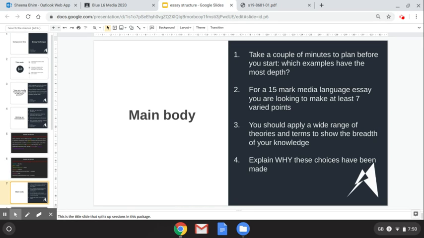You should apply a wide range of theories and terms to show the breadth of your knowledge. So a range of semiotic language, a range of Stuart Hall's terms, a range of narrative terms. And then you have to explain why these choices have been made. So in terms of the main body of your text, that's what you should be doing in each paragraph. So apply a wide range of theories to show the breadth of your knowledge and explain why the choices have been made in the examples that you've used.